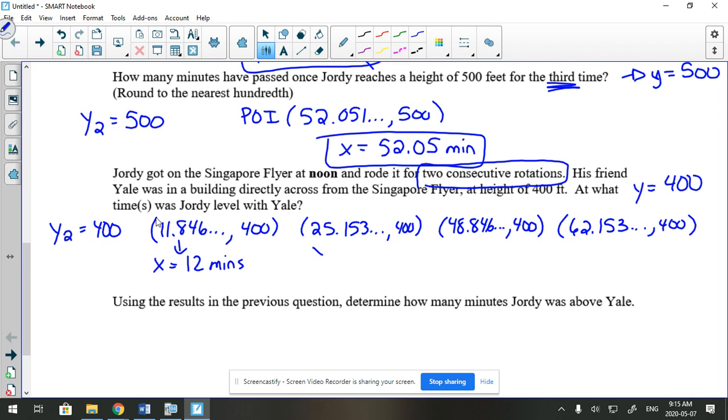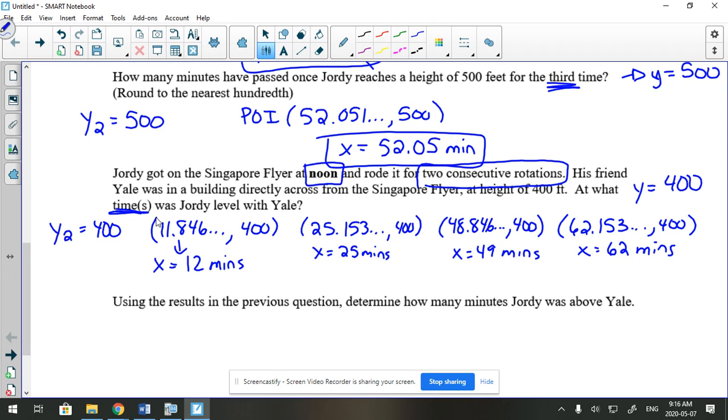So from there, I can see this is going to round to about 25 minutes. This one here is going to round to 49 minutes. And this one here is going to round to 62 minutes. But it asks me specifically for what time. And it tells me he got on at noon.